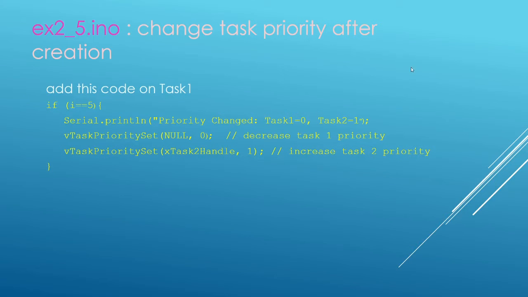The task priority can be changed after you create the task by using vTaskPrioritySet like this. In this case, you have to specify the task handle for that task so that you can refer to it here. And in this example 2.5, we change the task priority after creation.